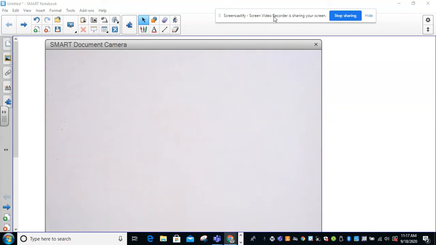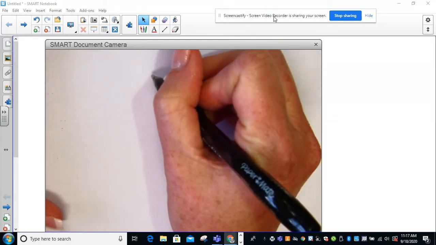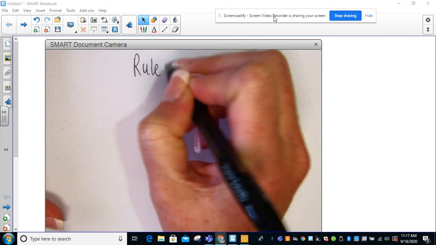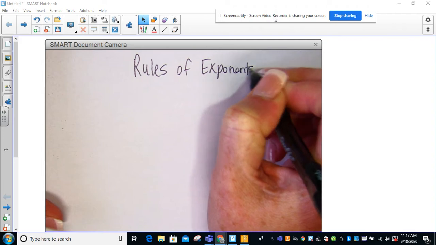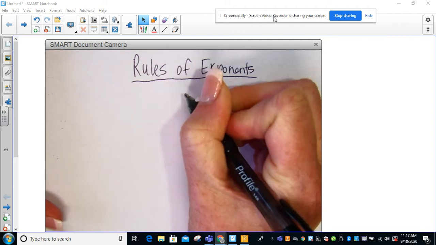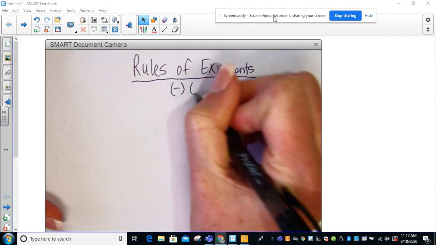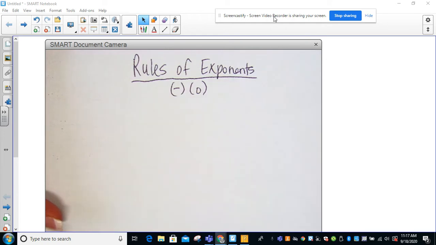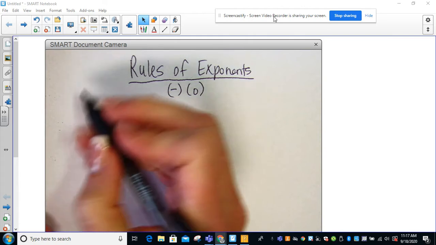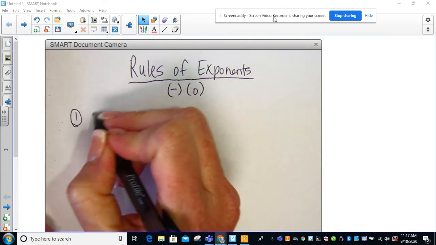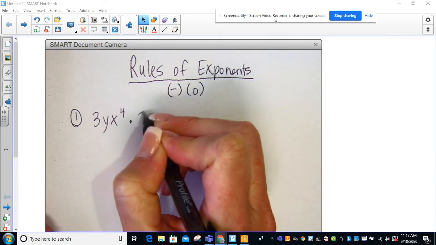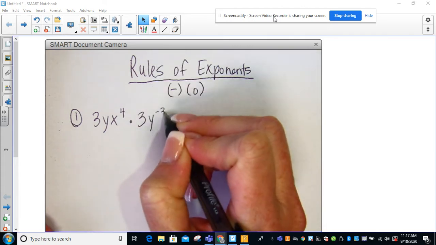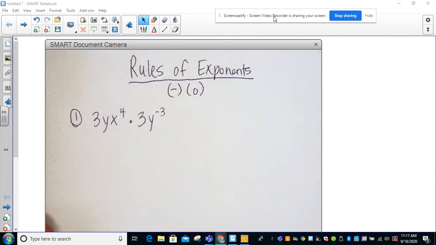I want to do a review with your rules of exponents, or exponent laws, they may be called. So I'm going to try to combine some of these rules, focusing on having negative exponents and zero exponents as the added concept for these. So here's problem number 1. I have 3y times x to the 4th power times 3y to the negative 3rd power.